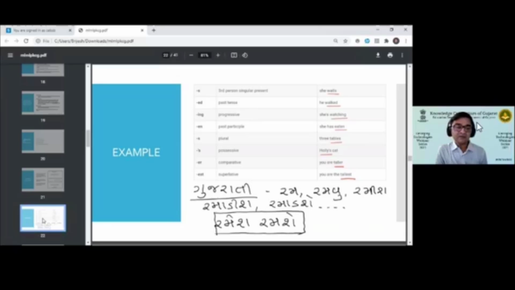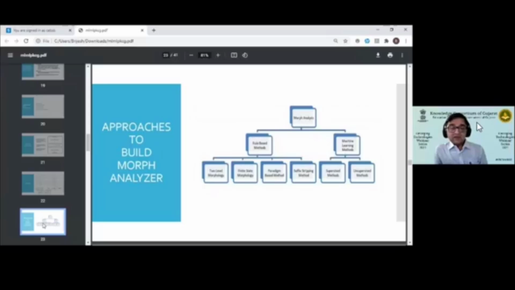There are some examples of inflections in English, and below that are examples from Gujarati, like Ram, Ramu, Ramesh, Ramadish, Ramarse. The word Ram can have many different kinds of inflections. And then you can have complex sentences like Ramesh, Ramshe. So which is noun, which is verb, and which are the inflections? That can be a challenging task. So let us see what are the different approaches to build morph analyzers.